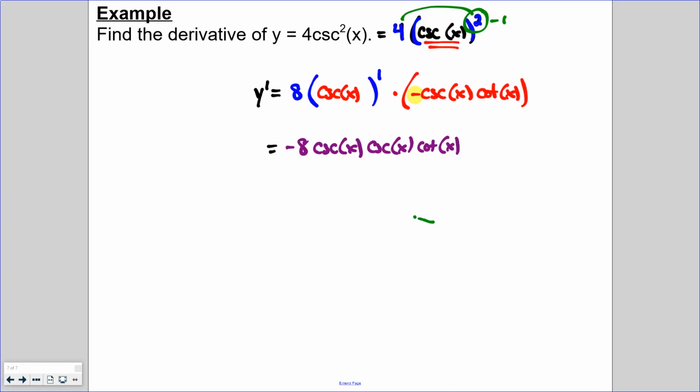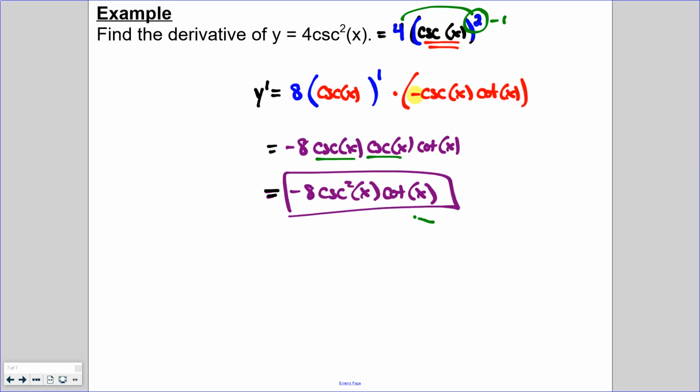Well, hopefully we see that we have a cosecant times a cosecant, which means we can multiply them together to end up with a simplified version of negative 8 times cosecant squared of x times cotangent of x. And there is our derivative.